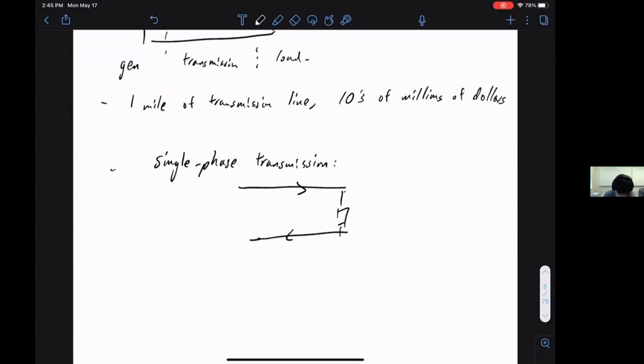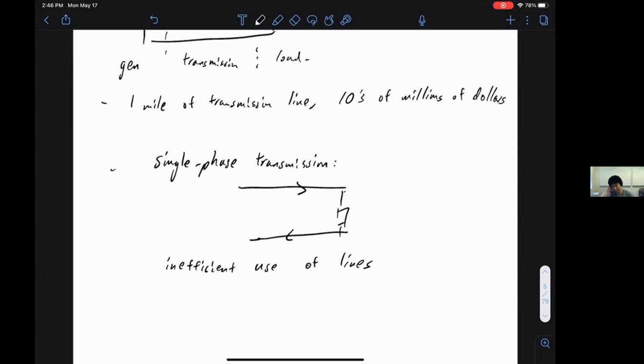This is inefficient. So this is inefficient of lines. Okay. So I have two lines, right? I need to build two lines. So let's say one carrying current from the generator to the load. One gives the current return path going back to my generator. So this is not very efficient.